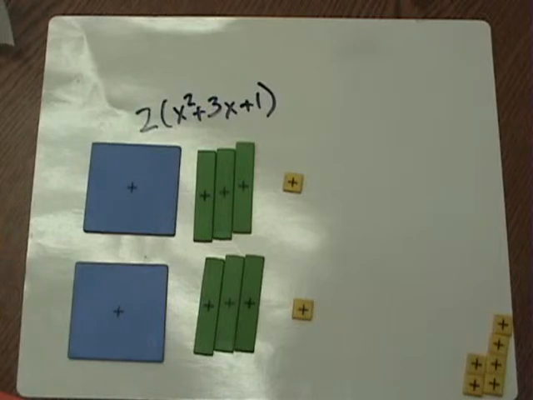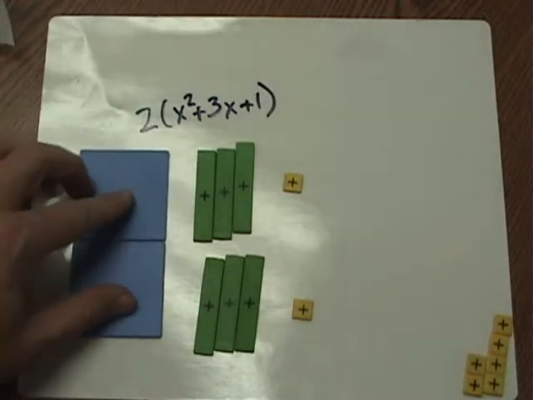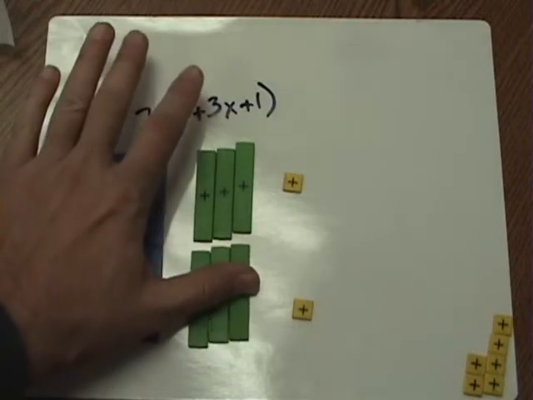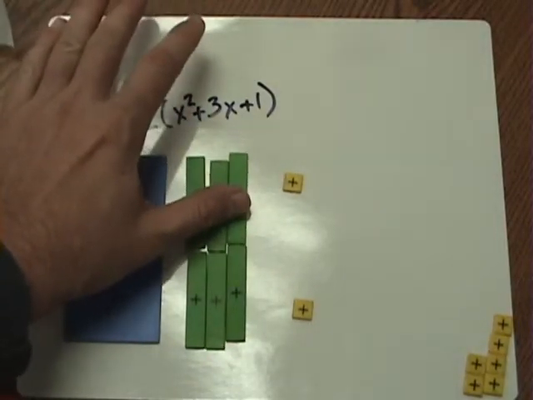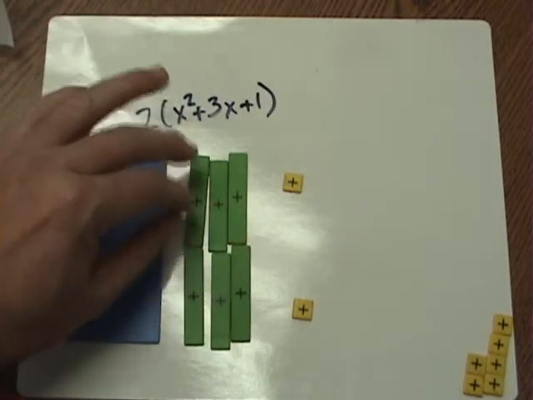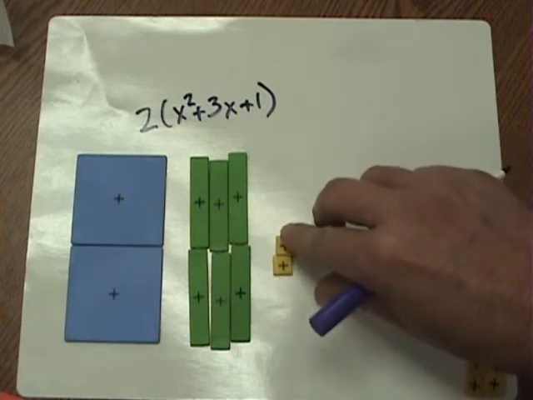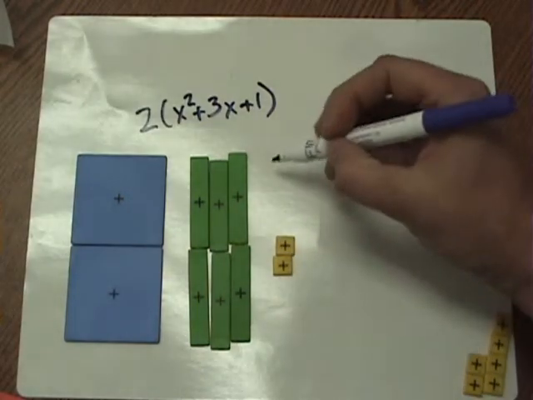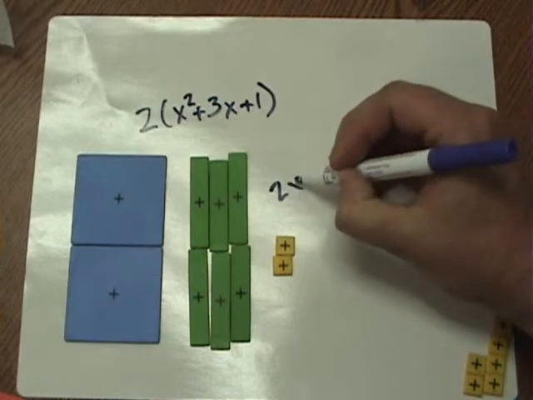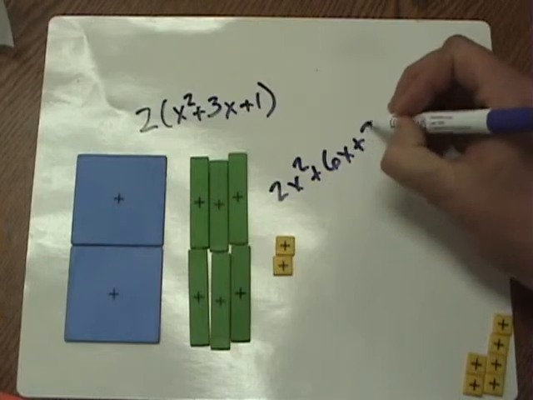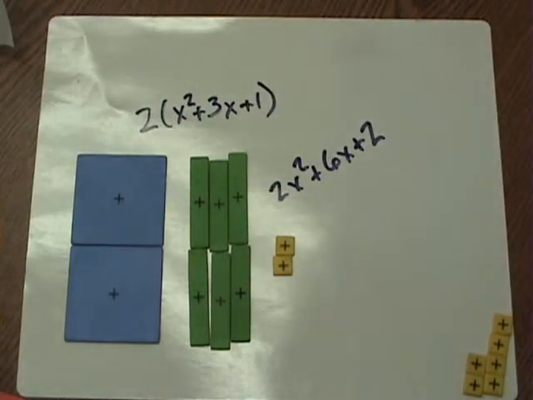So to multiply, all we do is just combine our groups. That would be my 2x squareds. This would now become 6x's. And as far as my 1's, I would have 2. So I could rewrite this as 2x squared plus 6x plus 2. Okay? We can also do division using a similar method.